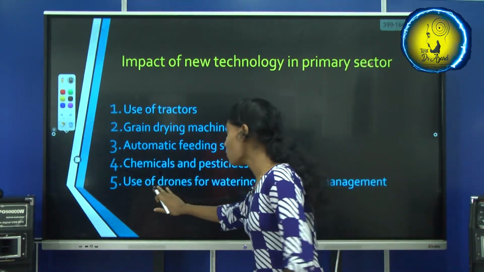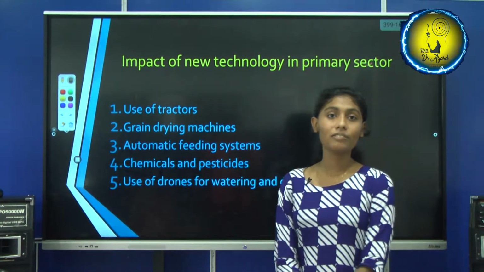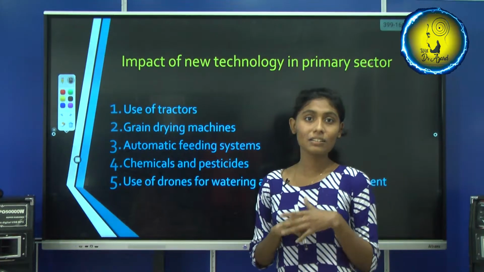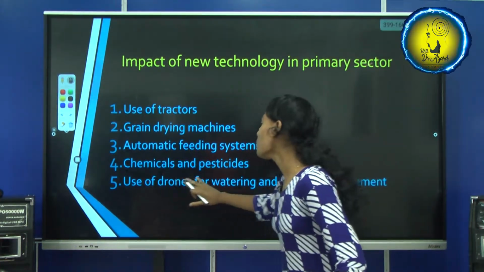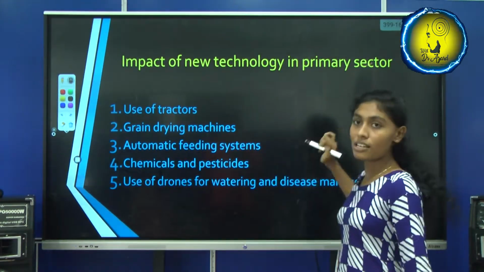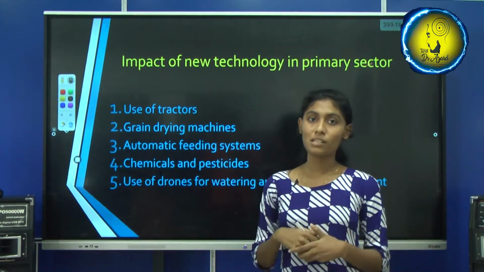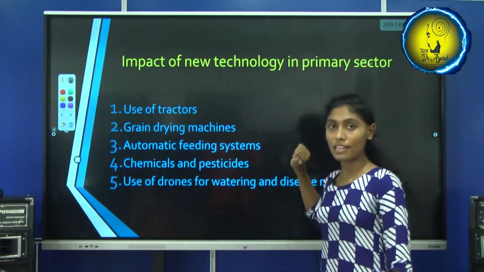Then we have the use of drones, and nowadays you are very familiar with drones. What do you mean by drones? It's a small camera-like thing that we have now. So they use drones for watering and disease management. They use these drones and the water management system in the agricultural sector.